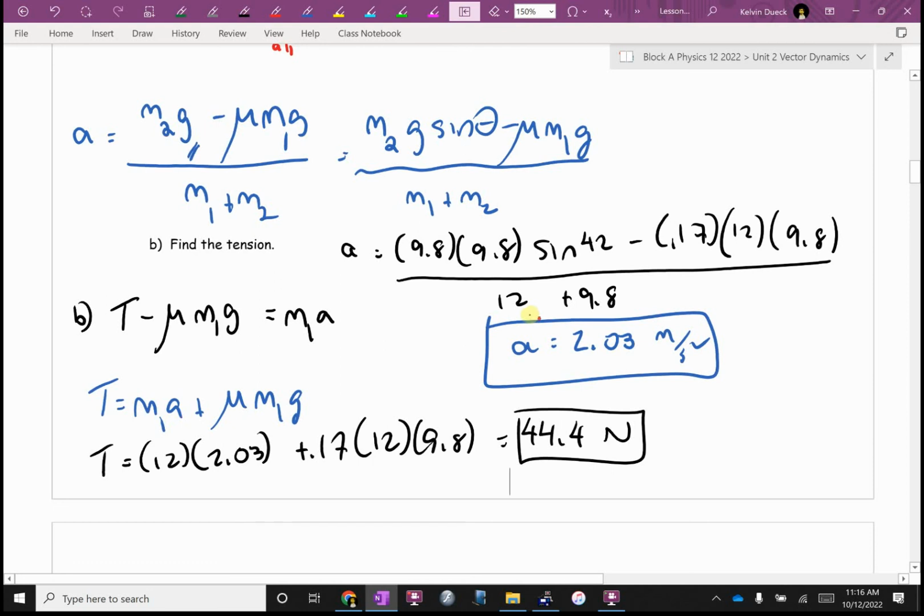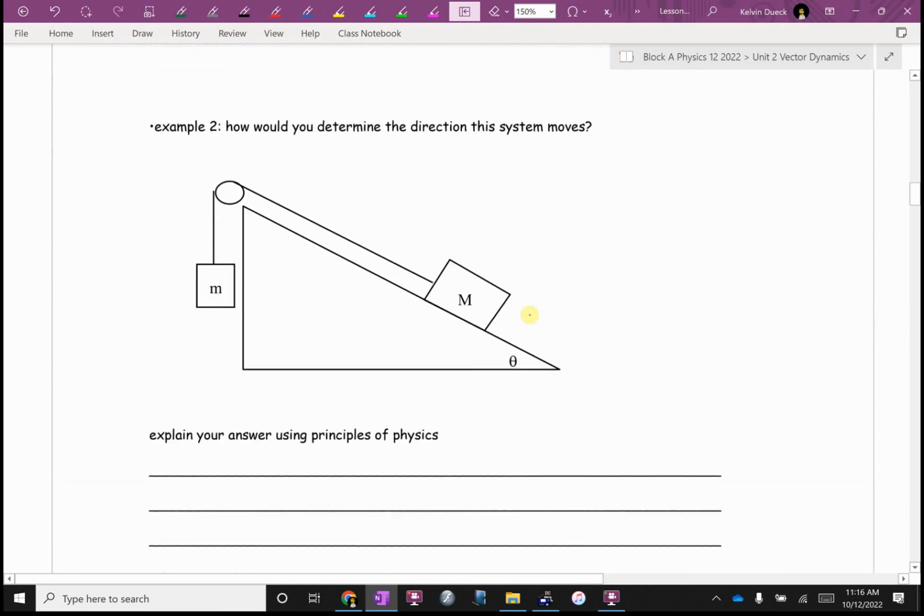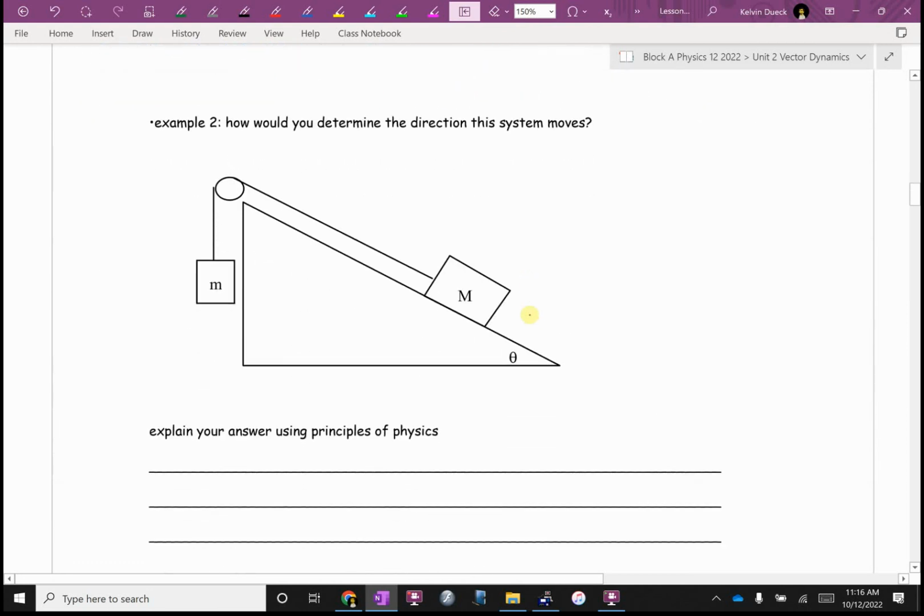Hey, what else can we do? So here is half an Atwood machine and half a ramp. An Atwood machine with a ramp. The real question here is, how would you figure out which way this system is going to accelerate? See, the problem is this. Let's suppose, don't write this down, just look up.